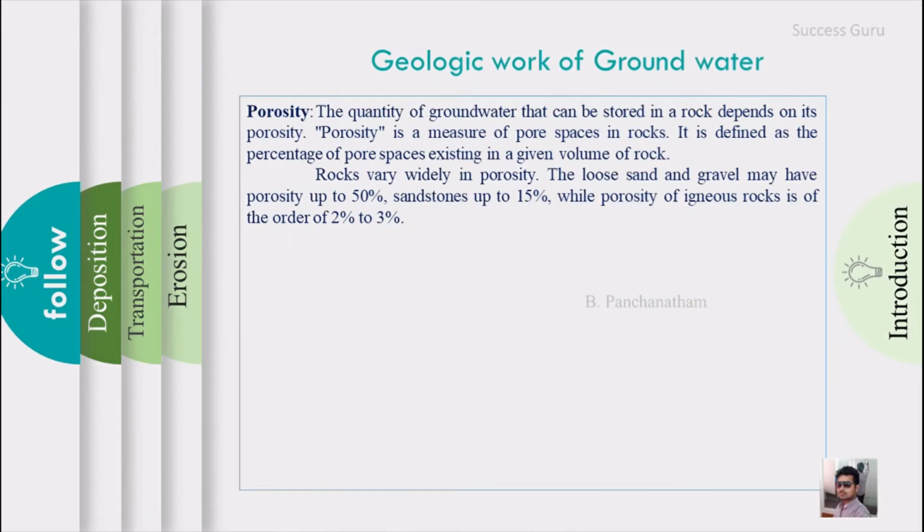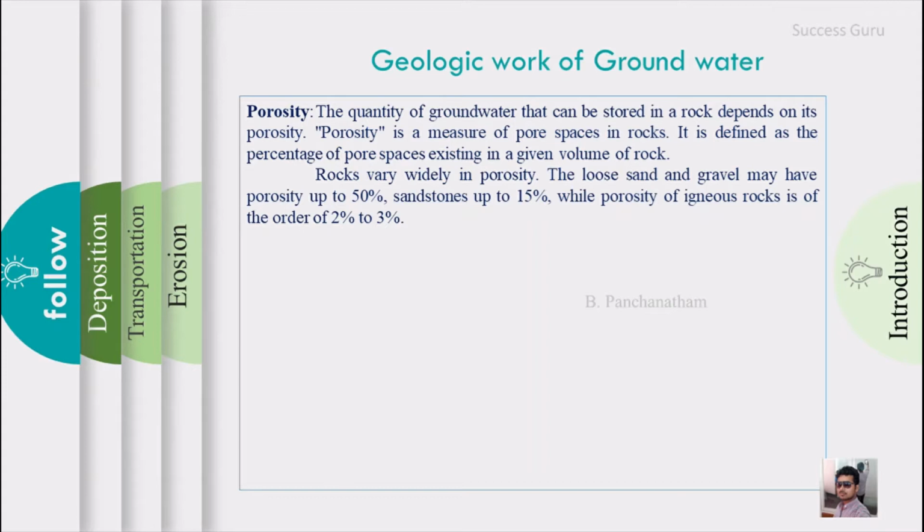Porosity, that is the first term we are introducing. The quantity of groundwater that can be stored in a rock depends on its porosity. So let us define the term porosity. The porosity is a measure of pore space in a rock, and it is defined as the percentage of pore space existing in a given volume of rock. So porosity can be mathematically expressed as porosity equals volume of voids divided by total volume of the rock, times 100. That gives the actual mathematical explanation for the porosity.